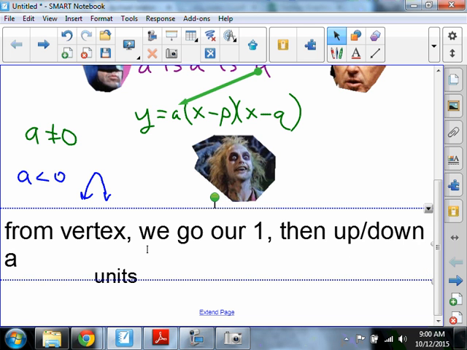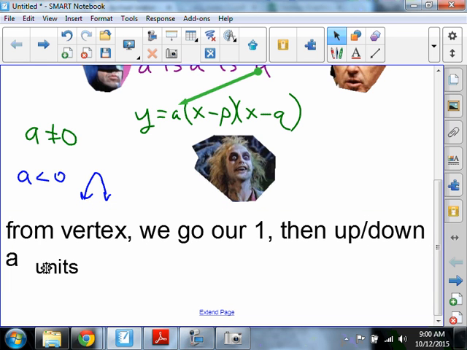So we could say more about A. We could say that if the absolute value of A is bigger than 1, we have a vertical stretch. If the absolute value of A is between 0 and 1, we have a vertical compression. So I want to back that up for a minute. Can we do that?